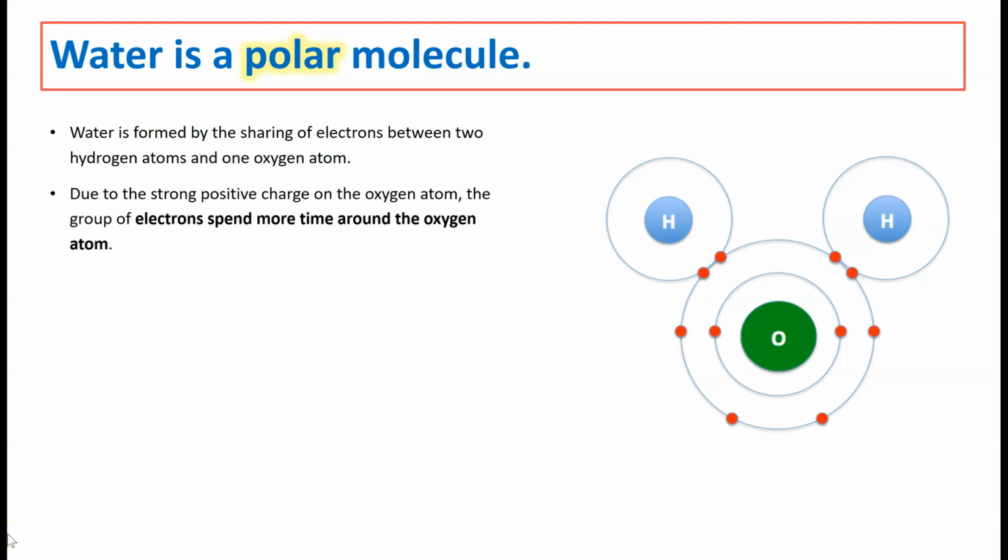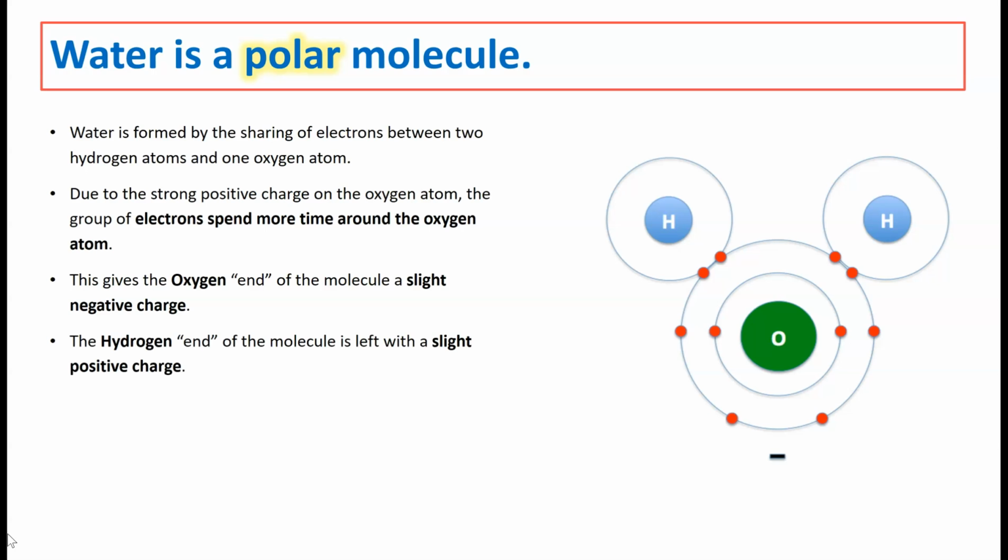Due to that strong positive charge on that single oxygen atom, the group of electrons with their negative charge are attracted to that oxygen atom. They spend much more time hanging around the oxygen atom. The result is that the oxygen end of the molecule has a slight negative charge overall, and the hydrogen end of the molecule is left with a slight positive charge.